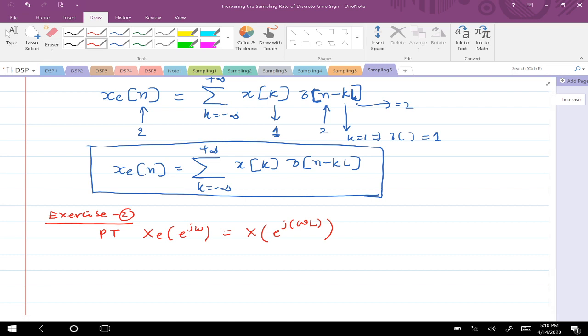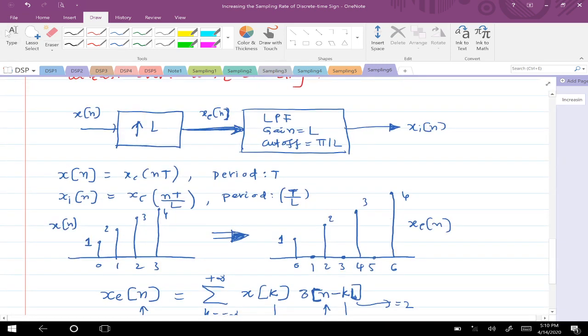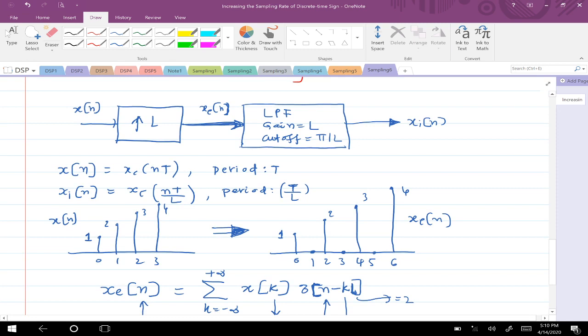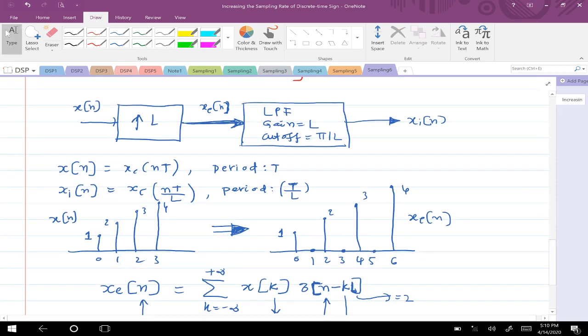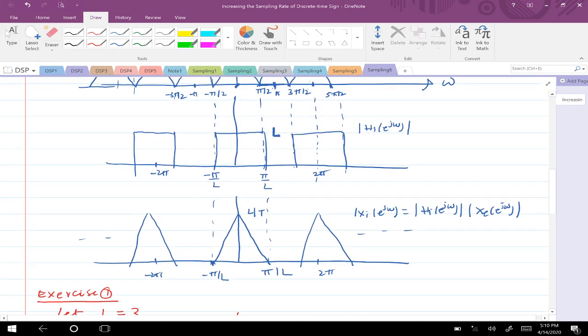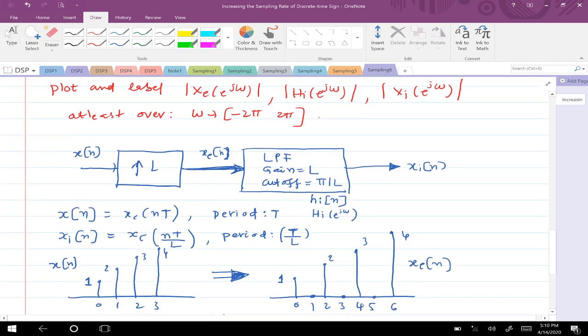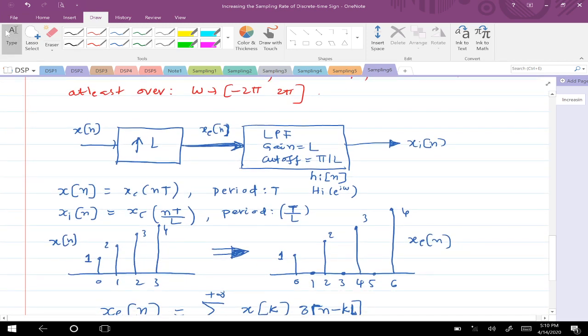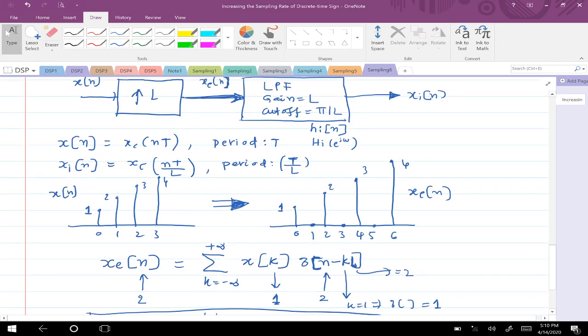With that, let me come back to our actual business here. You know Xe of n, you want to get Xi of n. Let's also call the response Hi of n, or let me call this Hi of e power j omega. I am following the consistent notation with respect to what I did here. Now let me express in the time domain the relationship between Xi of n and Xe of n first.